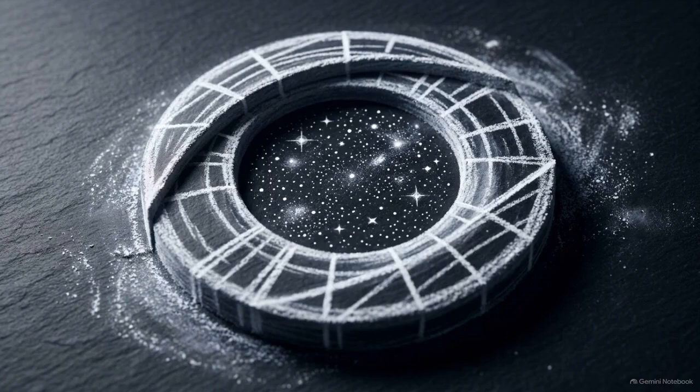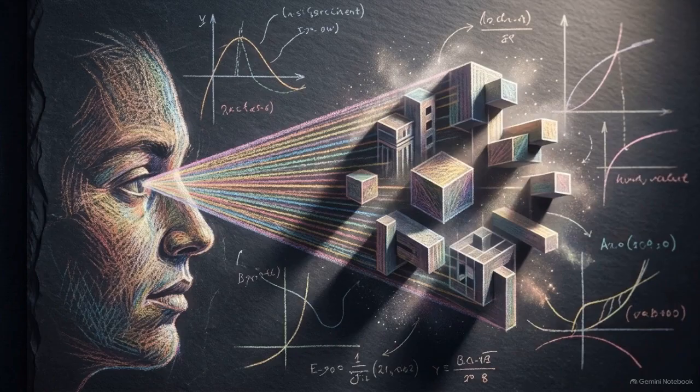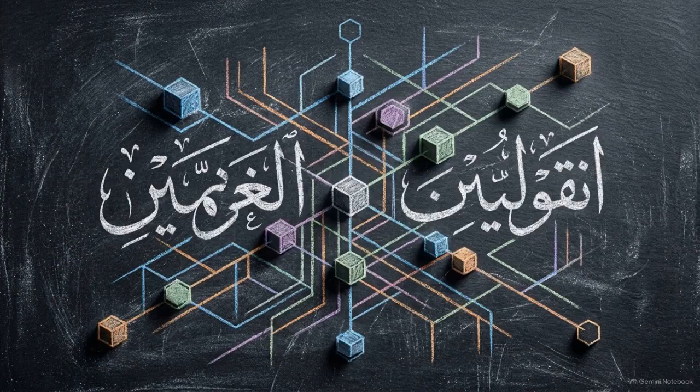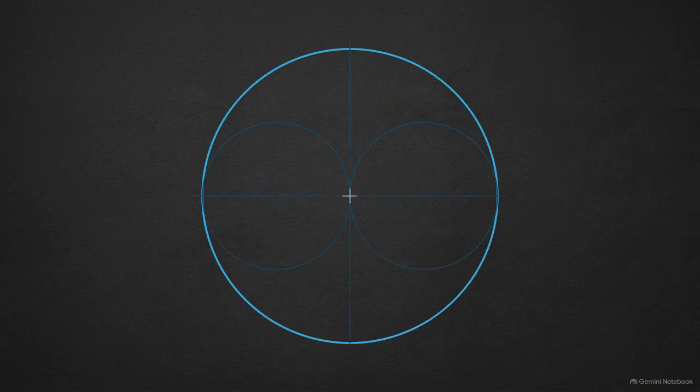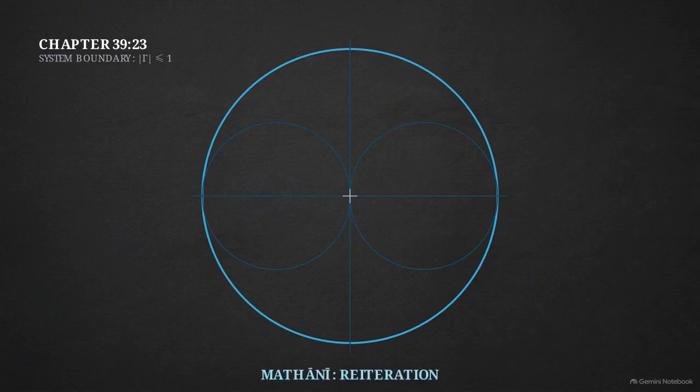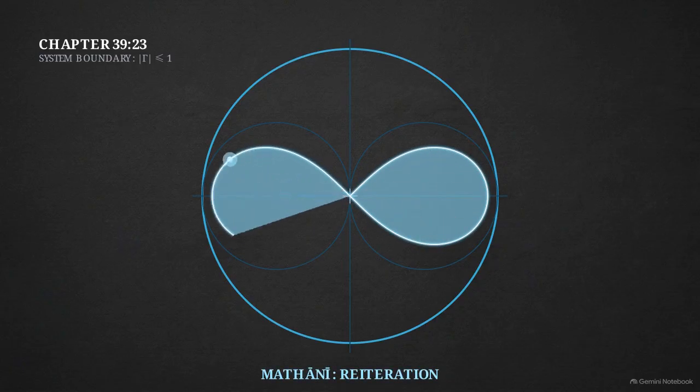In this topology, the observer does not merely watch space. The observer is the coordinate where the accumulated memory of the field is translated into the physical structure of the future. This dual-field physics engine is mirrored in the structure of the Quran. It describes a system that is not historical narrative, but a structural map. The text functions as a self-referential code. Chapter 39, verse 23 establishes the system's boundary, describing a consistent book characterized by reiteration, or mathani.